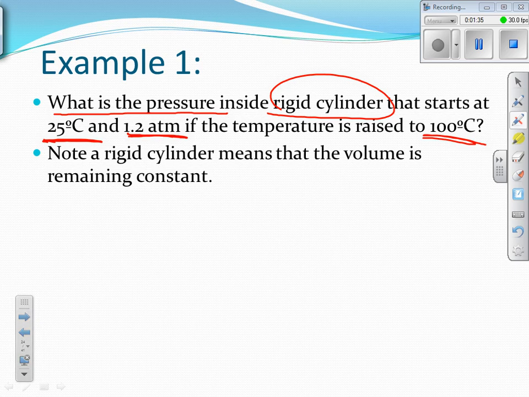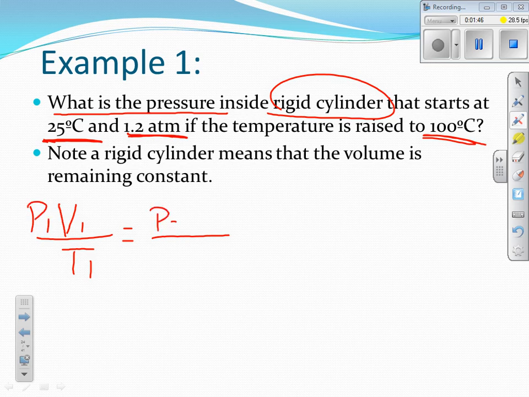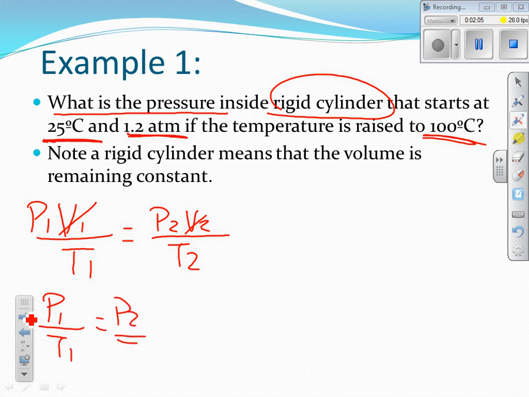So we have a relationship that we can look at here, our combined gas law. We have a rigid cylinder, so the volume is not changing, and we can eliminate it from the equation. So we have P1 over T1 equals P2 over T2. Now, remember that when we have a value in Celsius, we can't leave it in Celsius. We must convert all of our Celsius values into kelvins. Otherwise, the math will not work out.